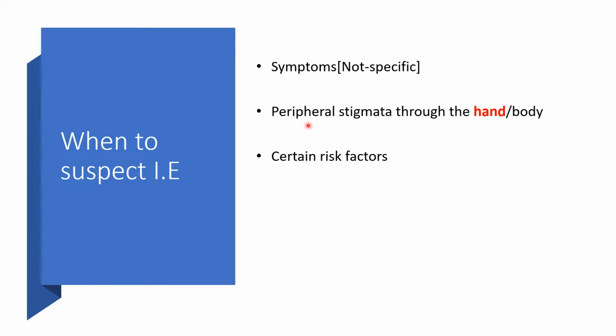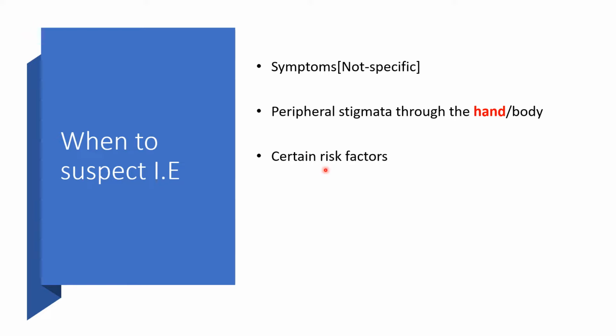But something will be closer to pointing specifically to infective endocarditis, and that is on physical examination. We'll check the hand. When we check the hand, we can see the heart through the hand. We'll look for peripheral stigmata of infective endocarditis: Osler's nodes, Janeway lesions, splinter hemorrhages. We can pick petechiae, which might not be limited to the hands, or Roth spots. So that will be pointing to it being likely.